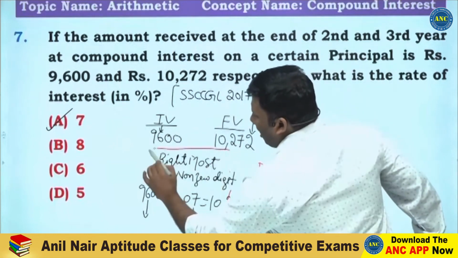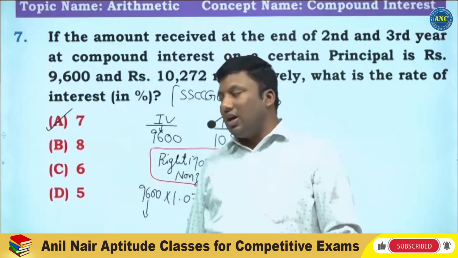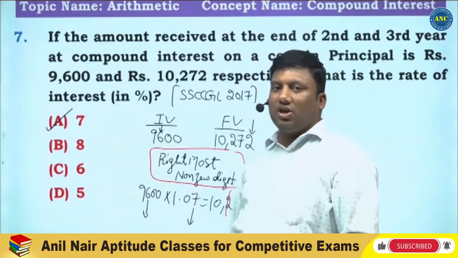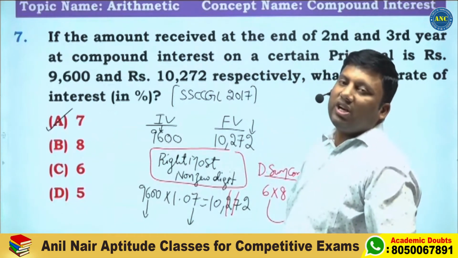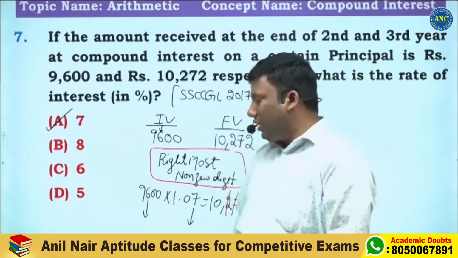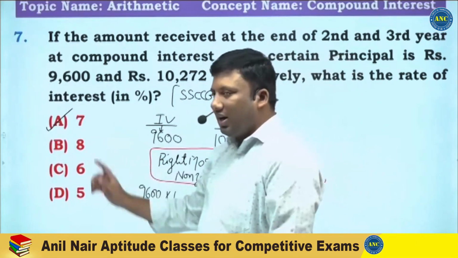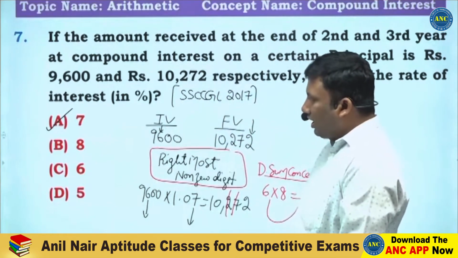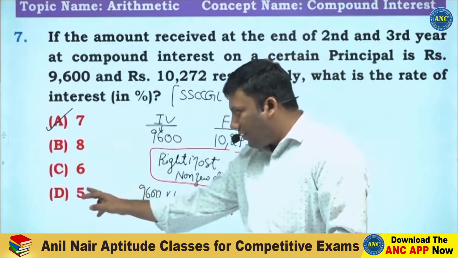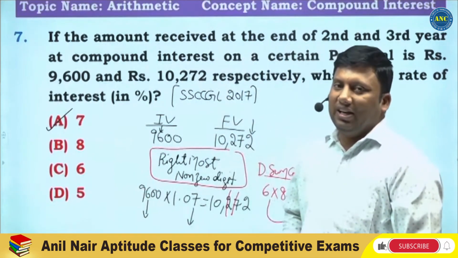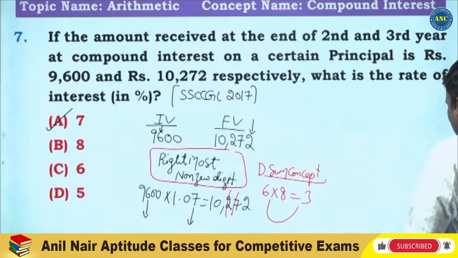Yesterday we discussed the rightmost non-zero digit concept. Only attack the rightmost non-zero digit. Rightmost non-zero digit is 6. It is 2. 6 should be multiplied by which number to get 2 at the end? 6 sevens are 42. 6 eights are 48. 6 sixes are 36. 6 fives are 30. Unit digit 0. I hope the idea is clear. Very, very easy question which you can solve.